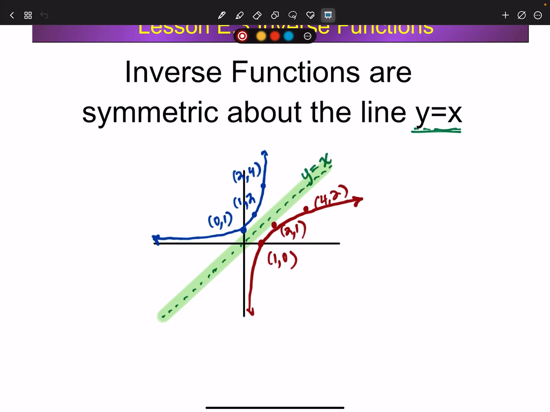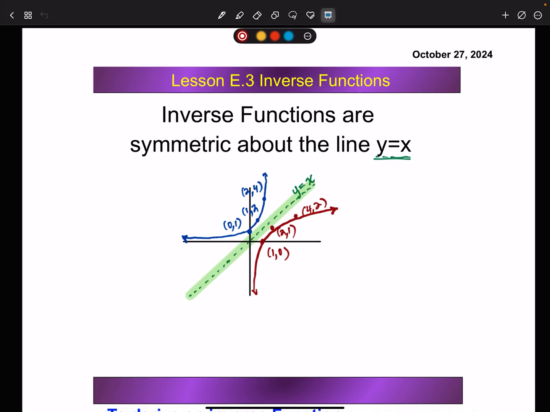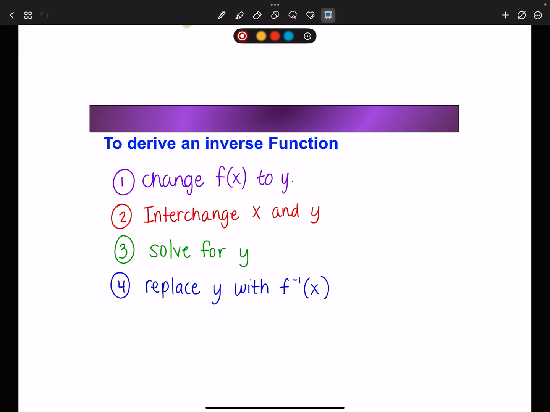Now, algebraically, actually, let's continue to look at those ordered pairs. The ordered pairs have their inputs and outputs reversed. So 0, 1 becomes 1, 0. 1, 2 becomes 2, 1. 2, 4 becomes 4, 2. So that's another feature. And then, of course, there's the algebraic feature. And that's what we're going to focus on in this lesson, also keeping in mind the graphs and those ordered pairs that they reverse their inputs and outputs.